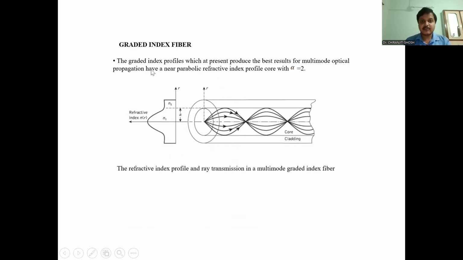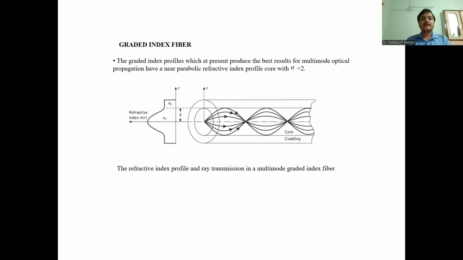The graded index profile which at present produces the best result is alpha equal to 2. That is the parabolic index profile. That means if you fabricate a fiber with a parabolic index, that is, if the core refractive index is varying parabolically with radial distance r from the center of the fiber, then that type of graded index fiber will give high performance.